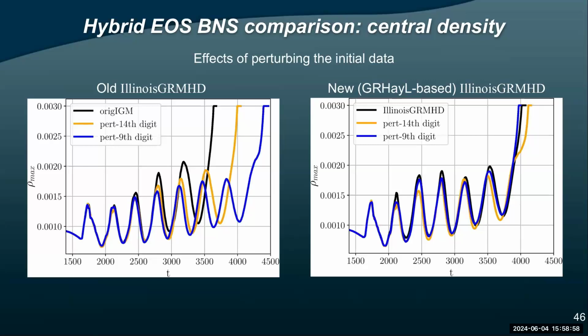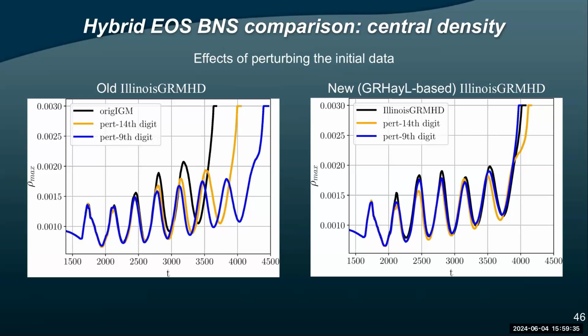So this is a BNS, or binary neutron star merger, after they merged, and this is the hypermassive neutron star oscillating and then collapsing. What we've done is perturb it at the 14th significant digit, so basically round-off level. And then, just to see, I also perturbed at the 9th significant digit, so basically a single precision error. In the old code, we see even at round-off level changes to the initial data, it manages to get a whole extra oscillation at that level of perturbation, which is not ideal, I would say.